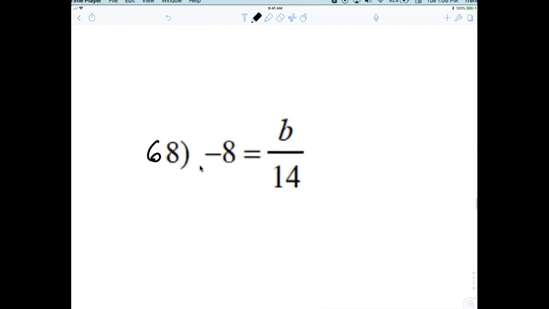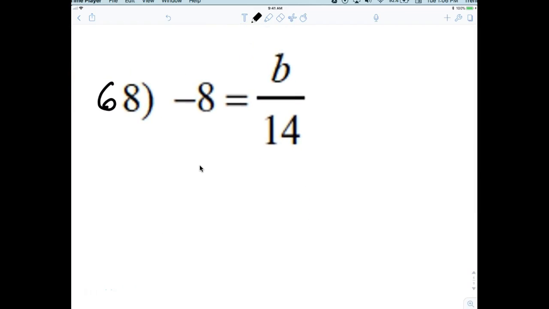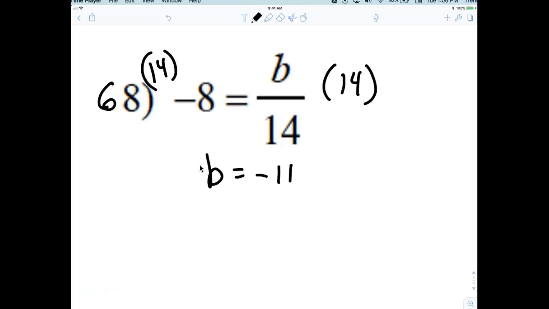All right, now let's look at 68. I'm again undoing division, so I'm going to multiply by 14. So B is equal to positive or negative? Negative. 8 times 10 is 80, 8 times 4 is 32. 32 plus 80 is 112.